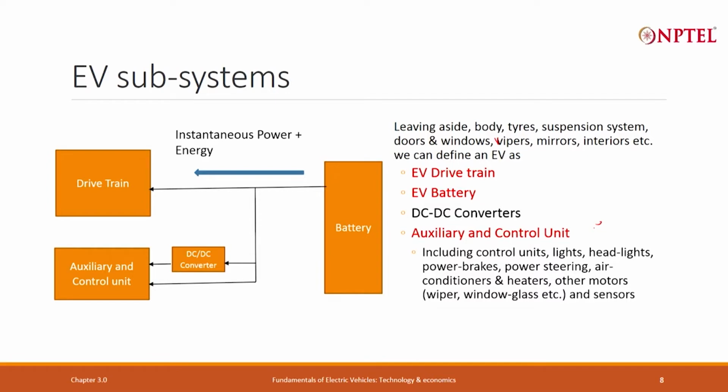If you recall, in the last class we had defined all the EV subsystems, and we had said the primary part that we really need to worry about is one, the drivetrain, and another, the battery. Of course, there is a DC-DC converter and auxiliary and control units, and I had defined each one of these. Having defined that and said that the most important things are the drivetrain and the battery, we are going to get into details of the drivetrain and the battery.